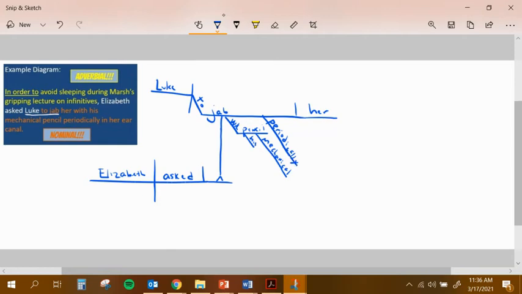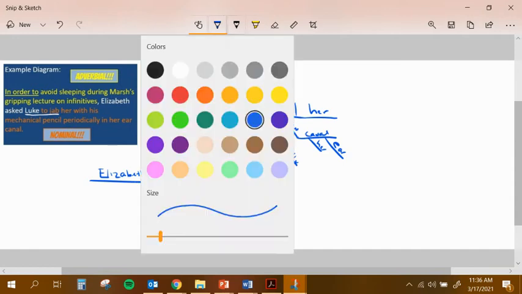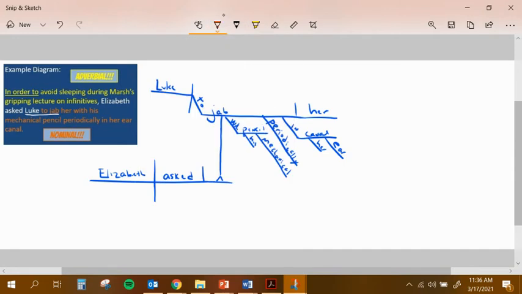And he's also jabbing where? In canal, her ear canal. So now when I build my adverbial infinitive, and I'll change colors for him, my adverbial infinitive says, in order to avoid sleeping during Marcia's gripping lecture on infinitives. Well, this tells me why. Why is he jabbing her in the ear with this pencil? Well, because she wants to avoid sleeping.